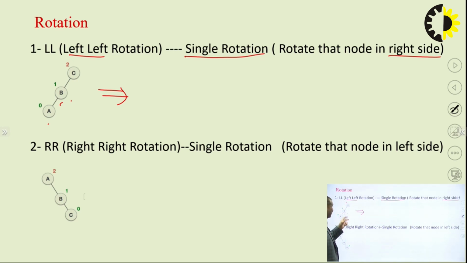So until we apply some rotations and make the balance factor 0, plus 1 or minus 1, we cannot insert the next element. How can we check which rotation we have to apply here? We have to consider the node whose balance factor changed, that is C. We inserted A.